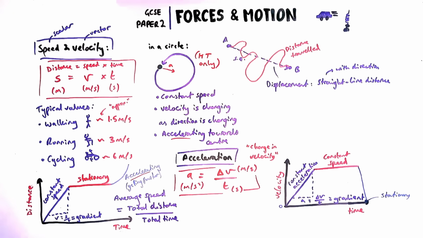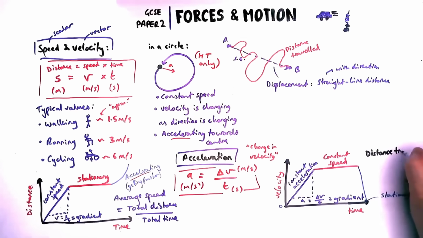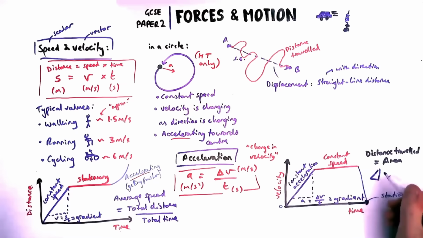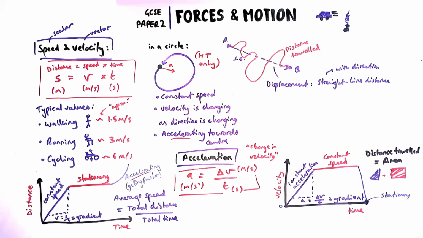To work out the distance travelled, we need to know the area under the graph. So the area under this graph, if you split it up into different shapes, you've got a triangle initially, then you've got a red sort of rectangle, then I could split it into another triangle at the end. So I need to know how to work out the area of a triangle, half base times height, then the area of the rectangle, then the area of the triangle at the end.